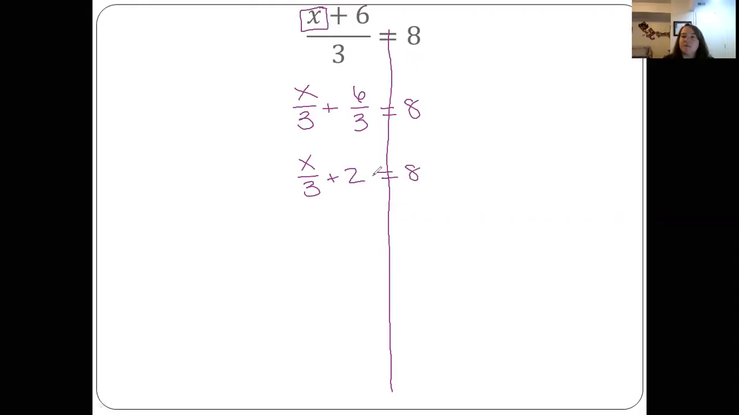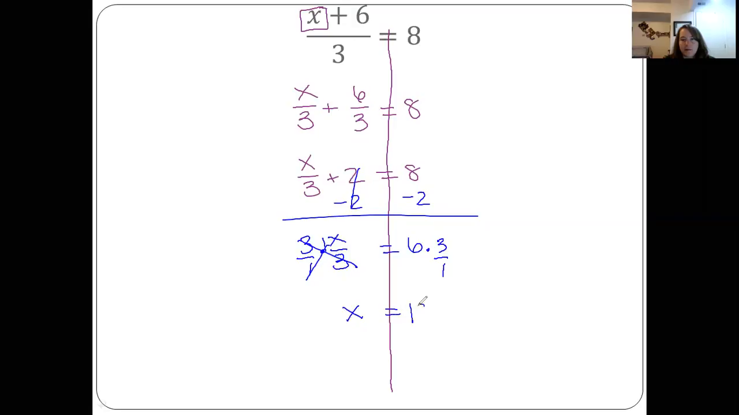Now this looks kind of like the problems we were doing in round 2 that you're already an expert in. So we can solve this one in a couple different ways. Since I already divided my left side by 3 because it was all over 3, I'm just going to subtract my 2 and get x/3 = 6. And I'm going to multiply by 3/1 to cancel these out and get x = 18. So this is my final answer, my solution for x.